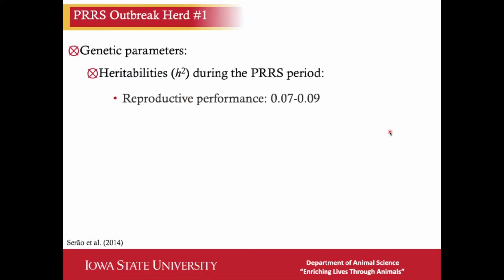So how much of genetics explains the variation of these traits? Heritability for reproductive performance during the PRRS outbreak is lowly heritable, between 7 and 9%. Remember, to be lowly heritable means that of all the variation that you see, just a somewhat small component of it is due to genetics. Nonetheless, we can still select and improve performance under this environment.